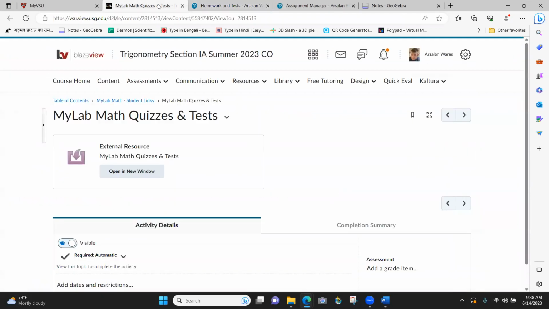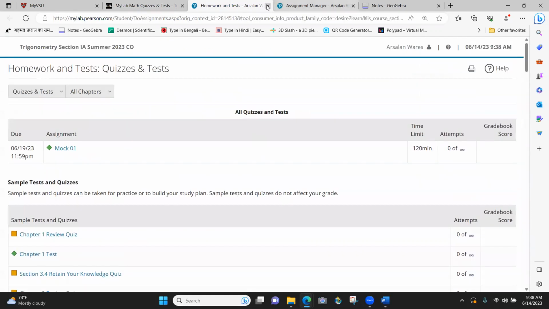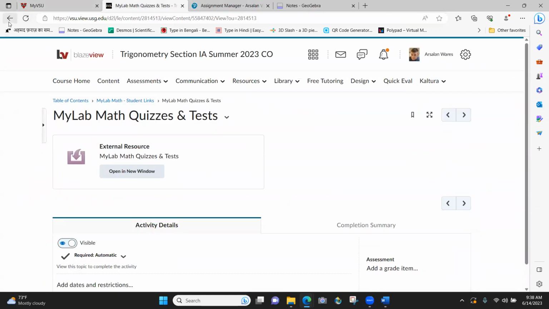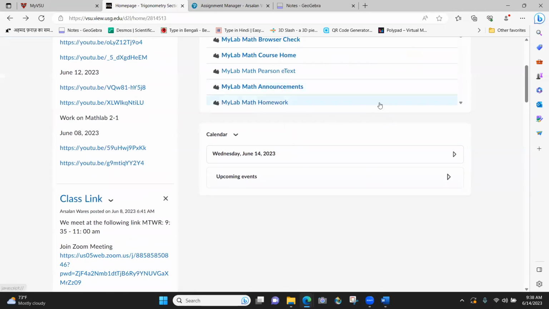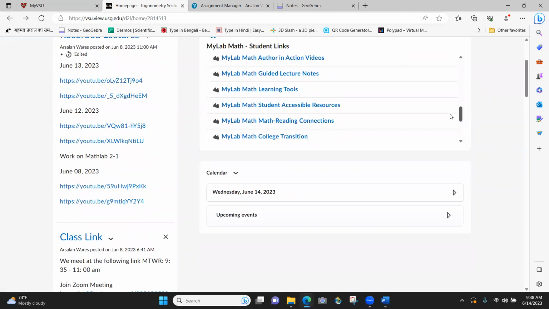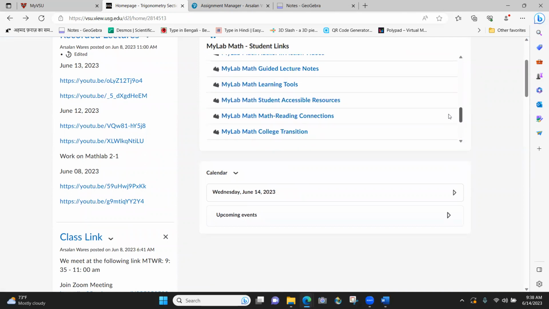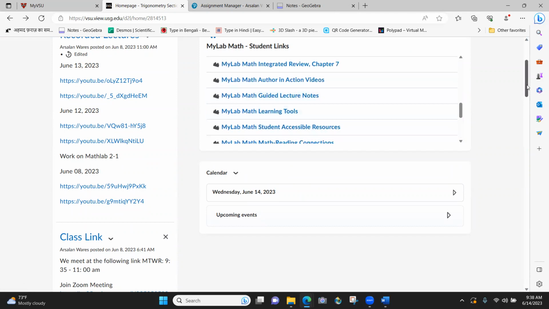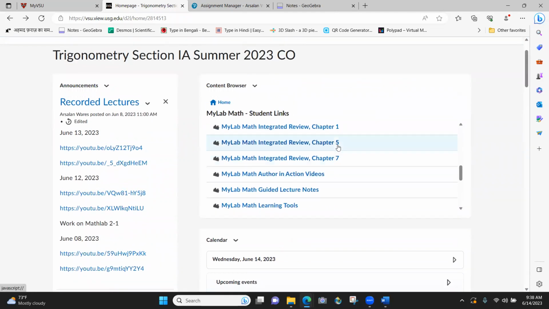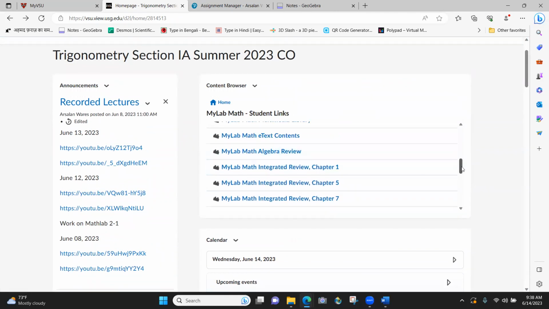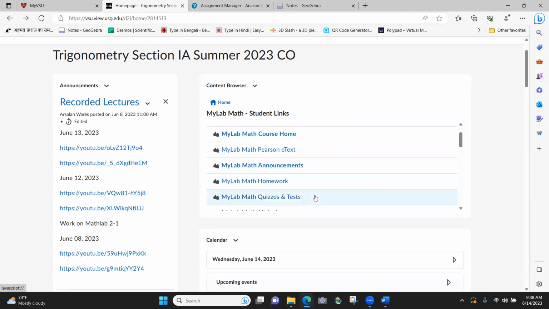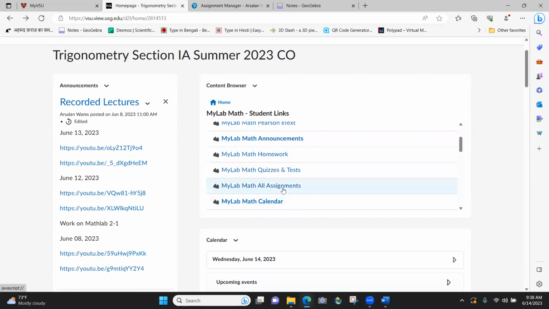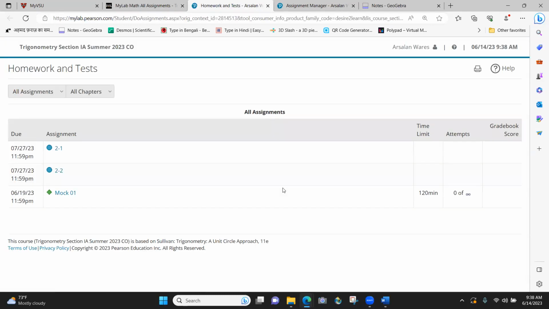All right, not this one, not this one. If you go to students link and try to find this, give me 1 second, guys. All assignments. Go to MyLab Math, all assignments. Let's see what it looks like.